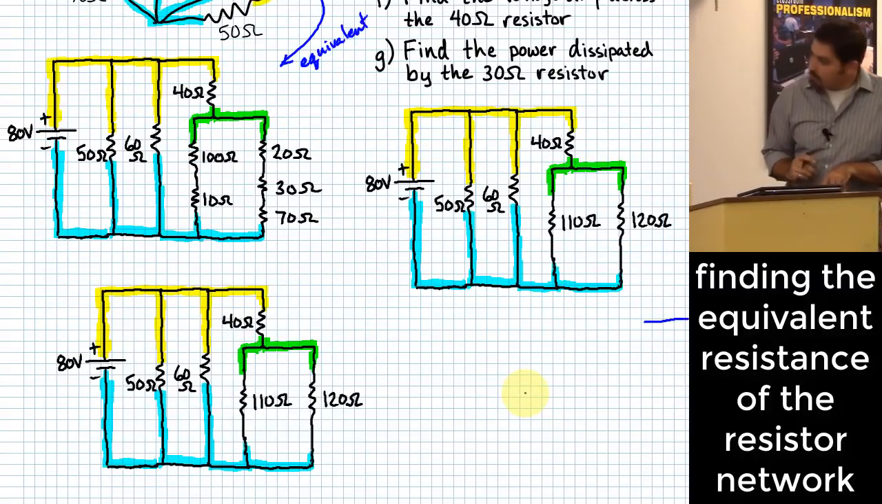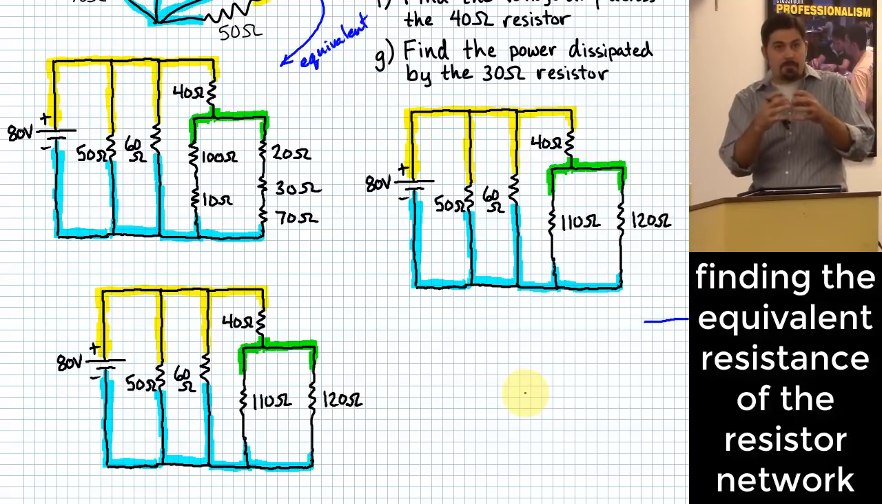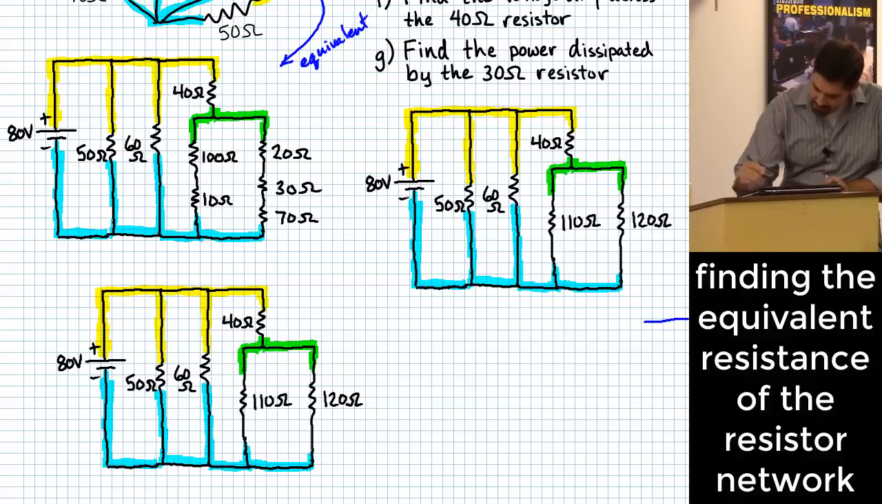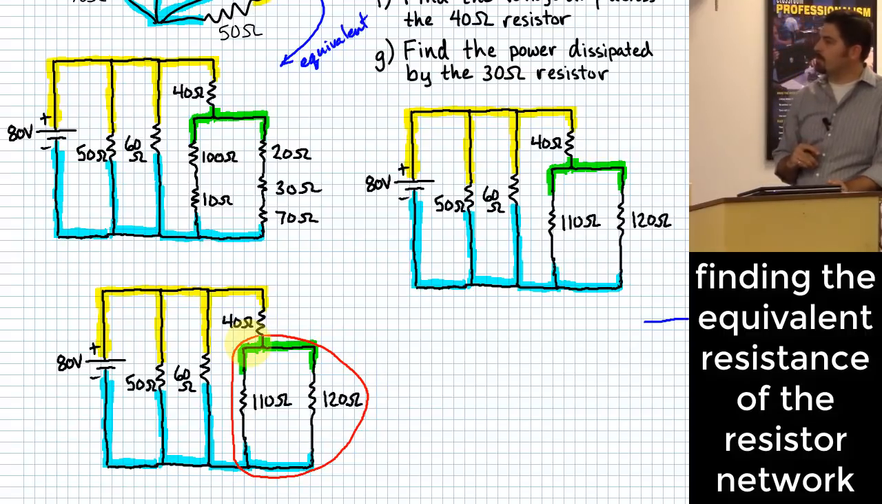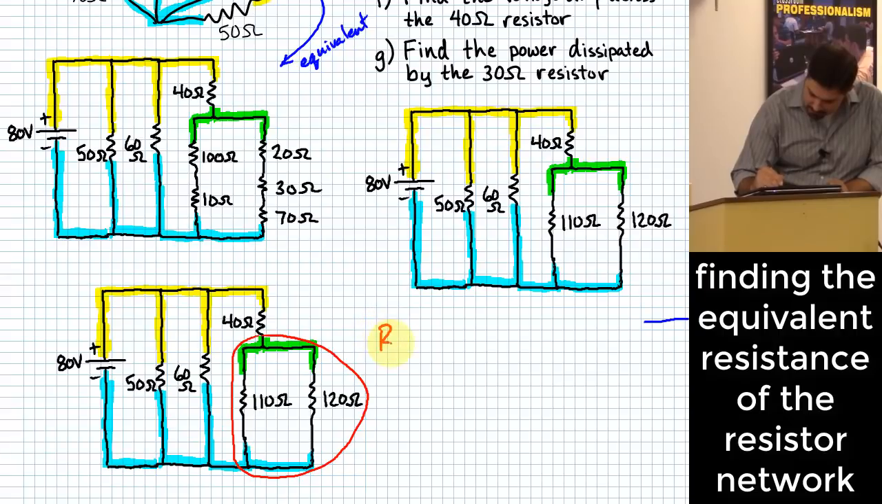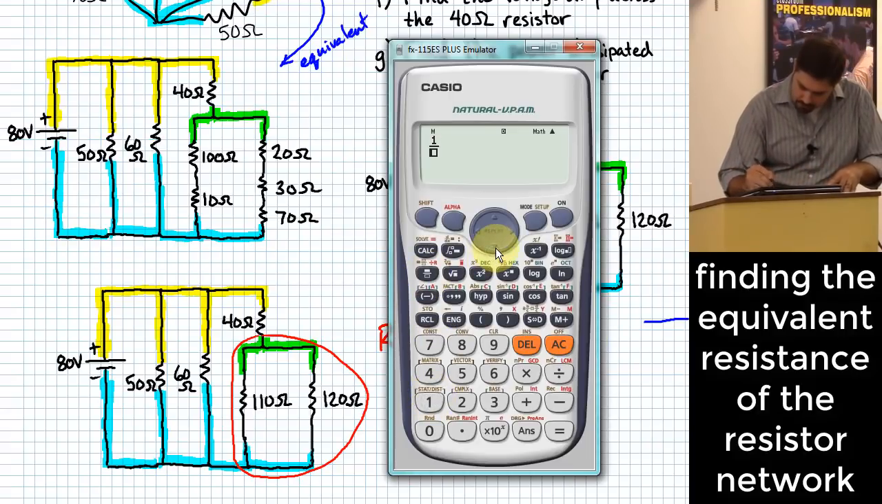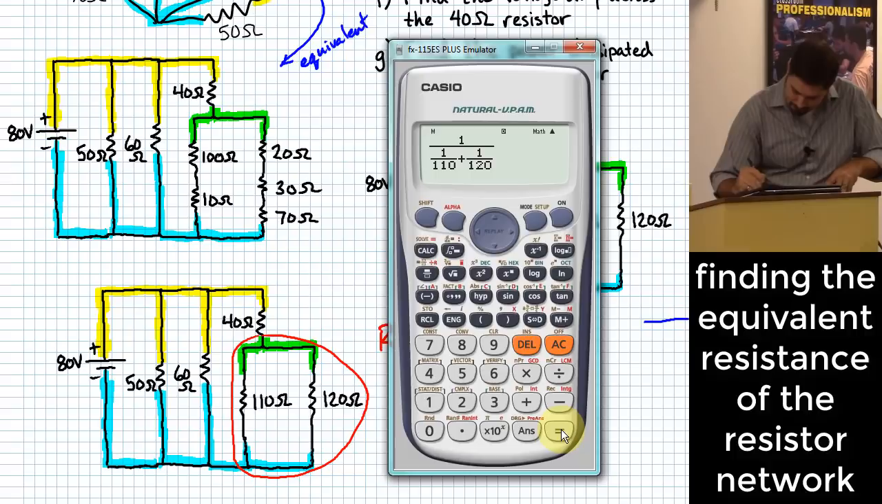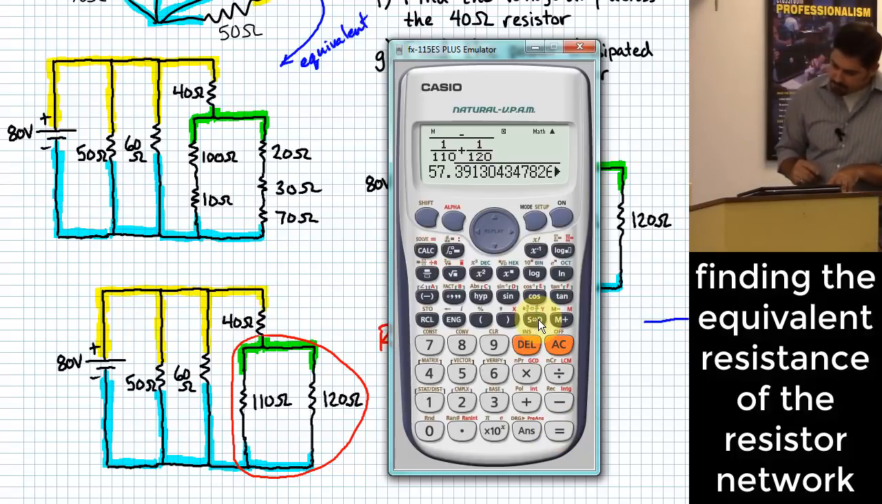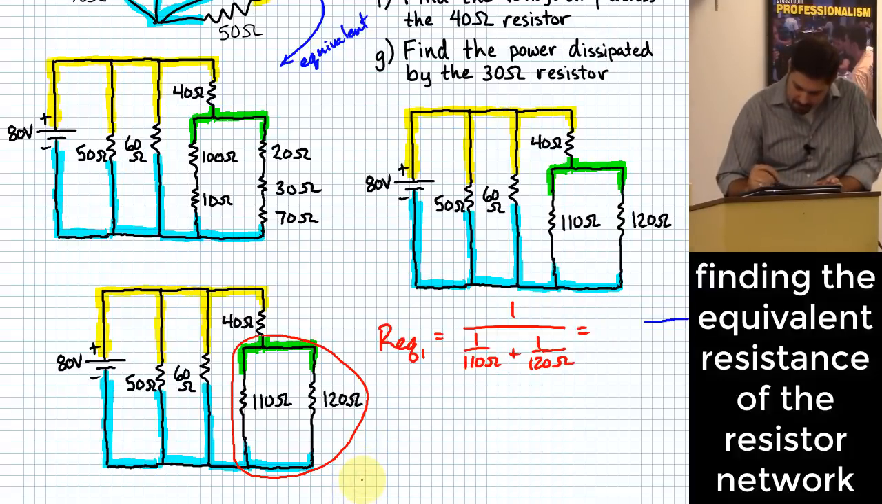All right, and what we do next is we combine any sort of groups of parallel ones that we have. The first place where we need to do that is with this group right here. Okay, so I need to replace that group right there with an equivalent resistance. And what would that equivalent resistance be? It'll be 1 over 1 over 110 ohms plus 1 over 120 ohms. Okay, so 1 over 110 plus 1 over 120. And this gives me 57.391, excuse me.